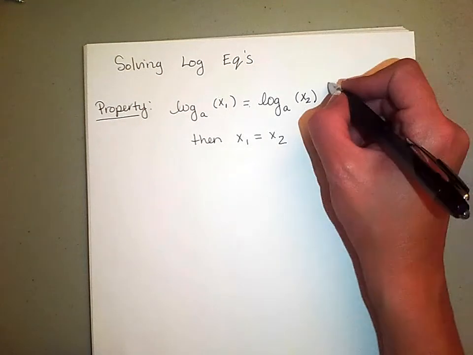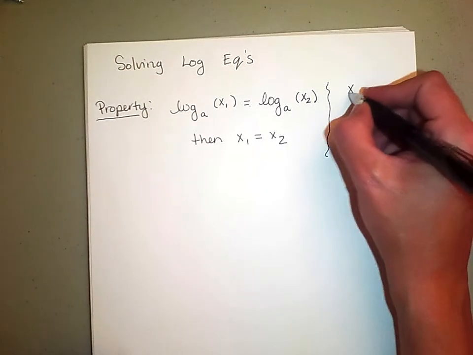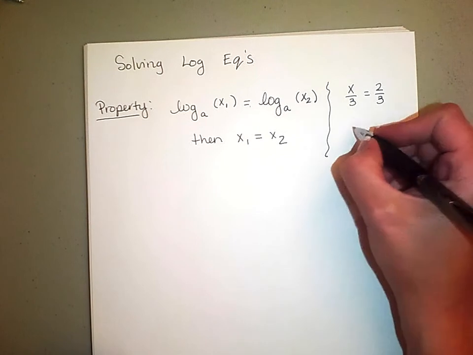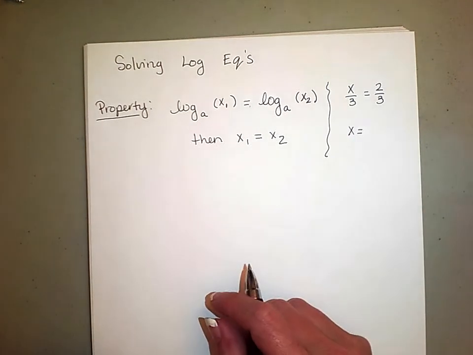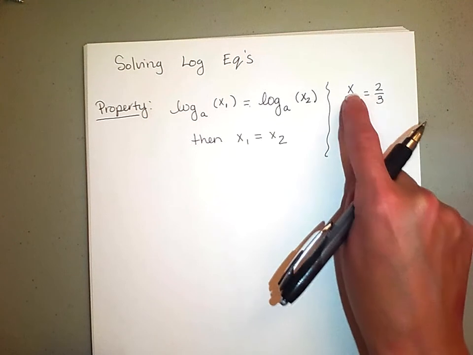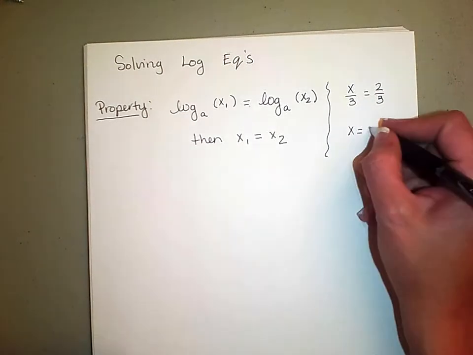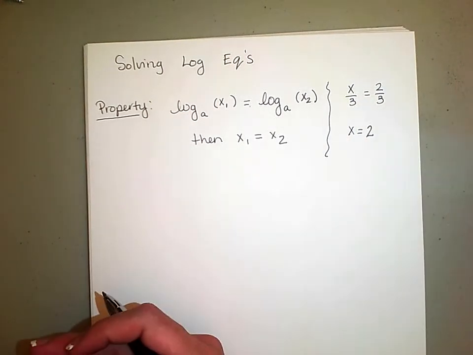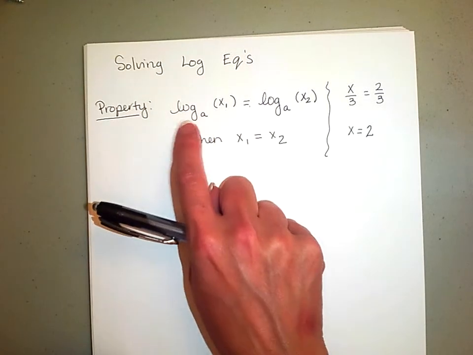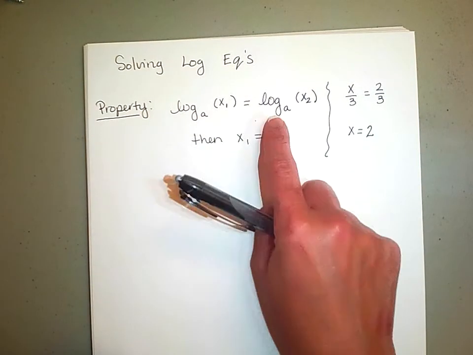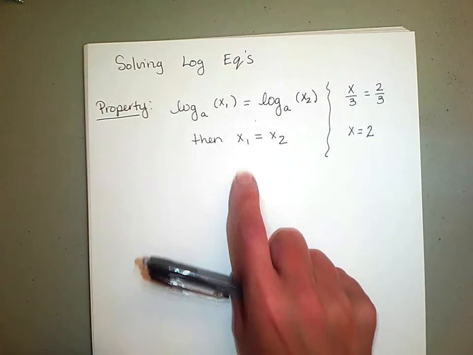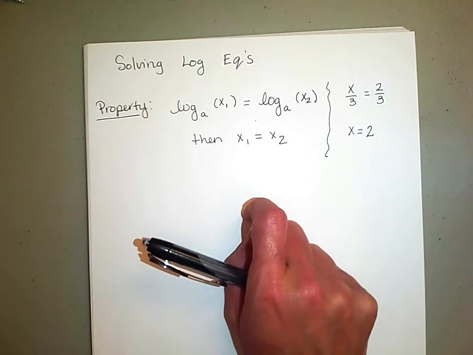It's the same reasoning as this. If I gave you an equation that said x over 3 is equal to 2 over 3, and then asked you what x had to equal, well, since the denominator is the same, the numerators must be the same, so x must equal 2. So the idea is the same here. If I have the log of the same base of two different things, but they're equal, then those things must be equal as well.